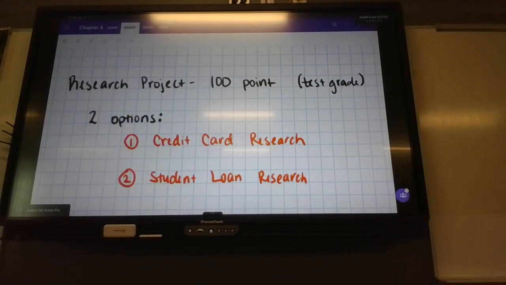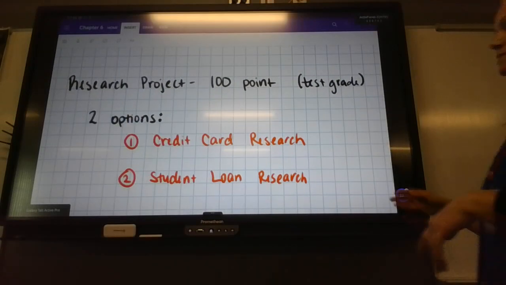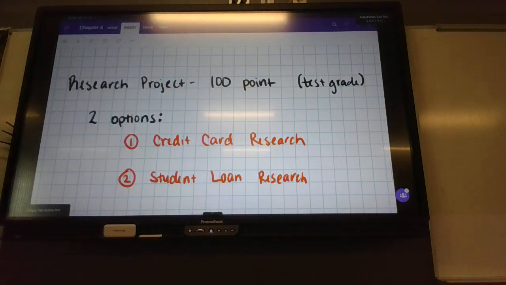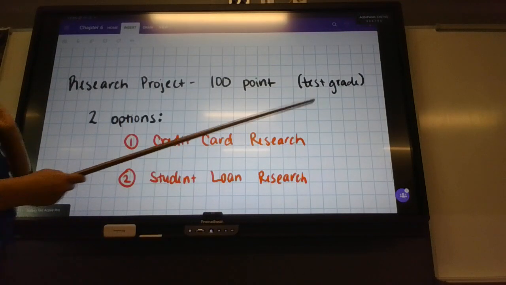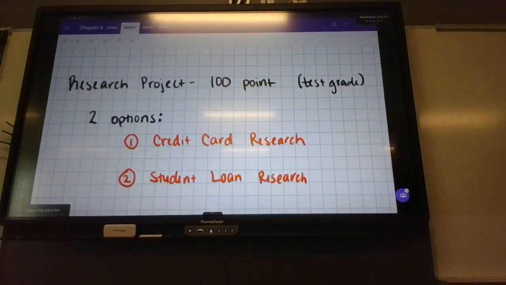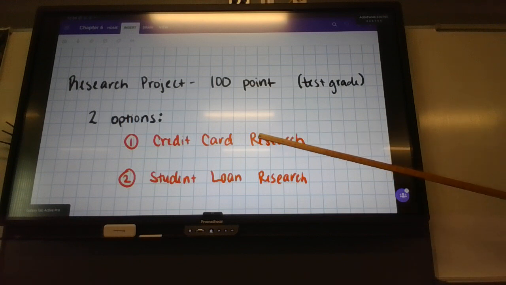All right, here's your research project information. It is 100 points, which is the same as a test grade. So this is considered an alternate assessment. If, after taking that test, you feel like it doesn't quite accurately reflect your ability level, the research project is an opportunity to show some of your research skills. There are two options, and you have to pick one: the credit card research project or the student loan research project. I'll go through both of them right now, and then I'll pass them out for you to pick.